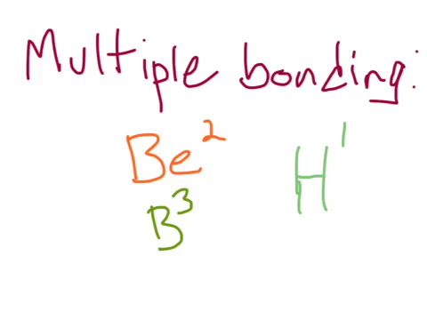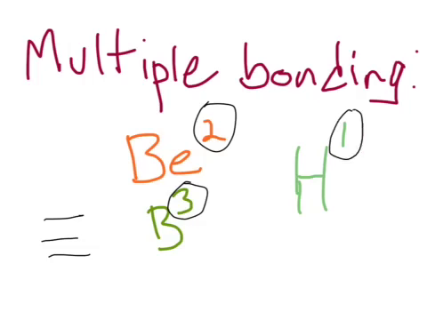But it gets a little more complicated than that, because there are multiple bonds. Instead of just 1 line connecting 2, you can have 2 or 3, potentially 4, but there aren't really any 4 in nature. So, for this example, we're going to use beryllium, which has a bonding number of 2, which is not how it would be expressed like this, but I just put it there for convenience. Boron, which is 3, and hydrogen, which is 1.